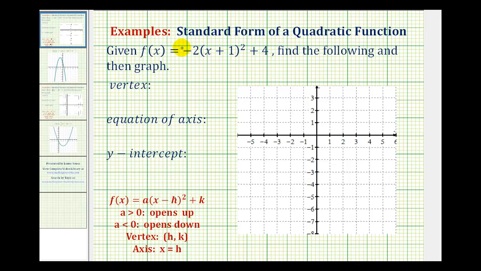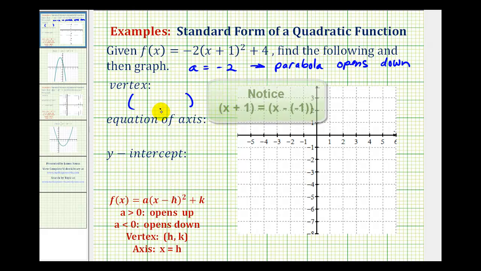So looking at our function, the first thing we should notice is that a is equal to negative 2, so this parabola is going to open down. Next, for the vertex, since we have x plus 1 here, the x-coordinate is going to be negative 1, and because we have plus 4 on the end here, the y-coordinate will be positive 4. And then because the x-coordinate of the vertex is negative 1, the equation of the axis will be x equals negative 1.